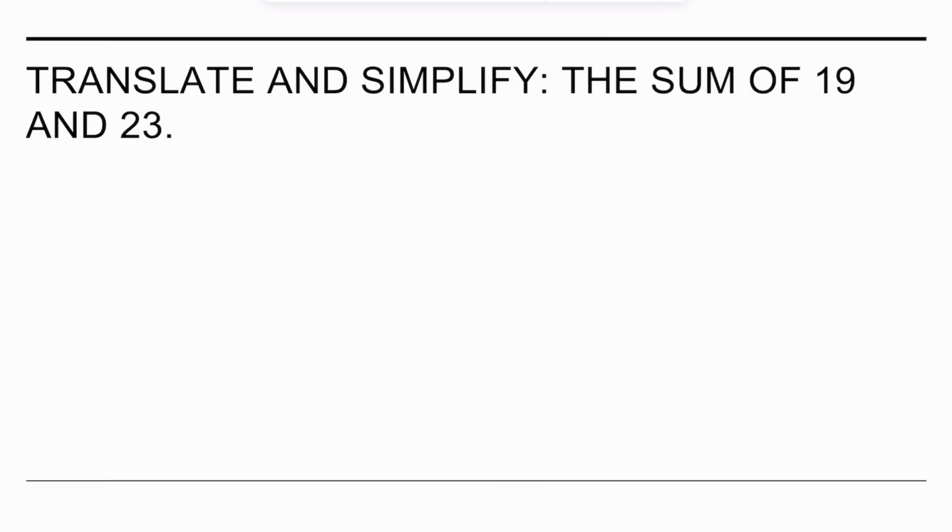So now we want to translate and simplify the sum of 19 and 23. So here we want to recognize that we're talking about the sum of, and so sum refers to addition. So really what they're saying here is 19 plus 23. And so we could calculate that if we want. So we can line them up vertically, adding a plus here, little line below, and then we get 9 plus 3, which is 12, carry the 1. Now we got 1 plus 1 plus 2, which is 4. So we get 42. So therefore, in a worded problem, we could say the sum of 19 and 23 is 42.